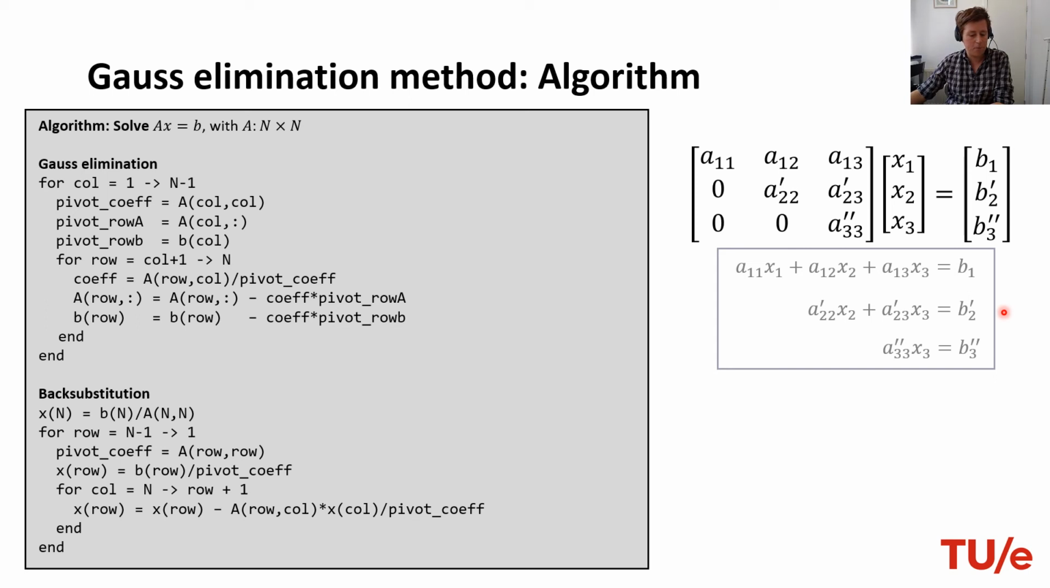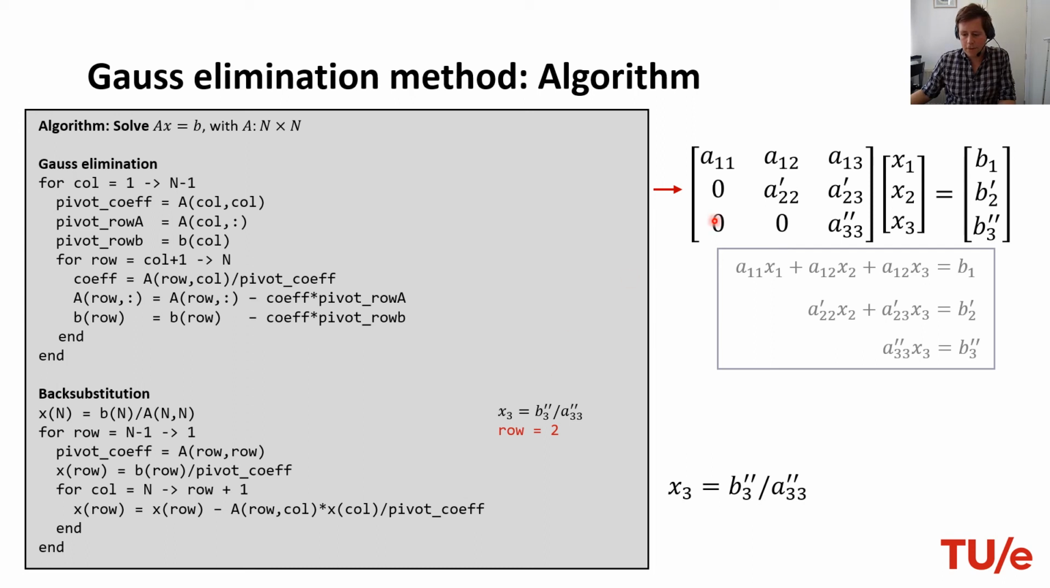So now we can proceed with computing the solution x1, x2, x3 using back substitution. So we start with the final unknown, the one in the last row, because this last row equation is trivial. We see here that we can simply divide both sides by a33 double prime, and we get an explicit formulation for the solution x3. So that equation corresponds to the solution of this linear equation over here.